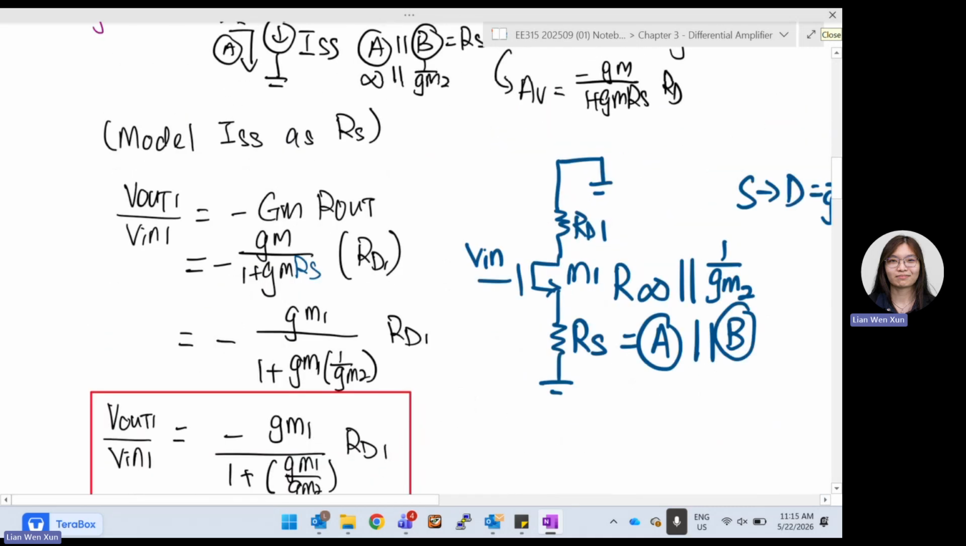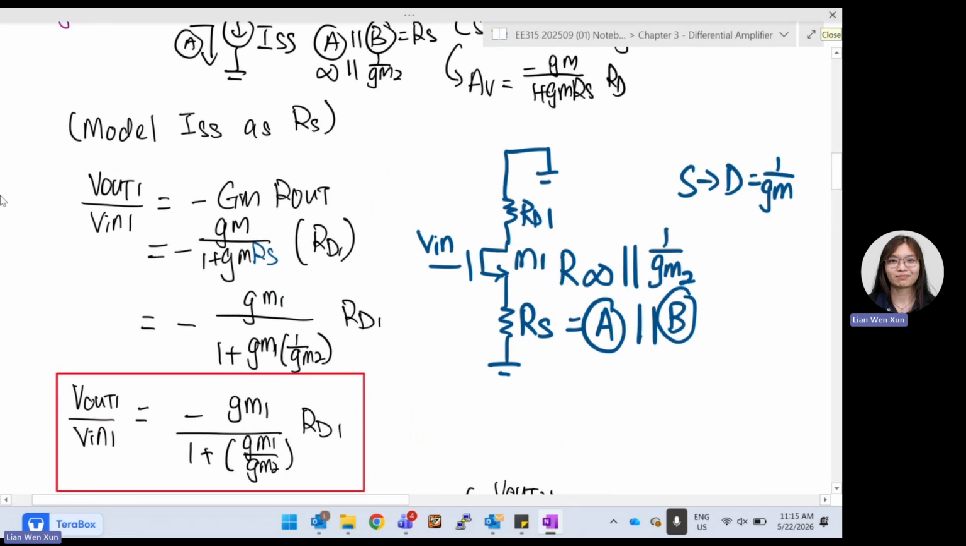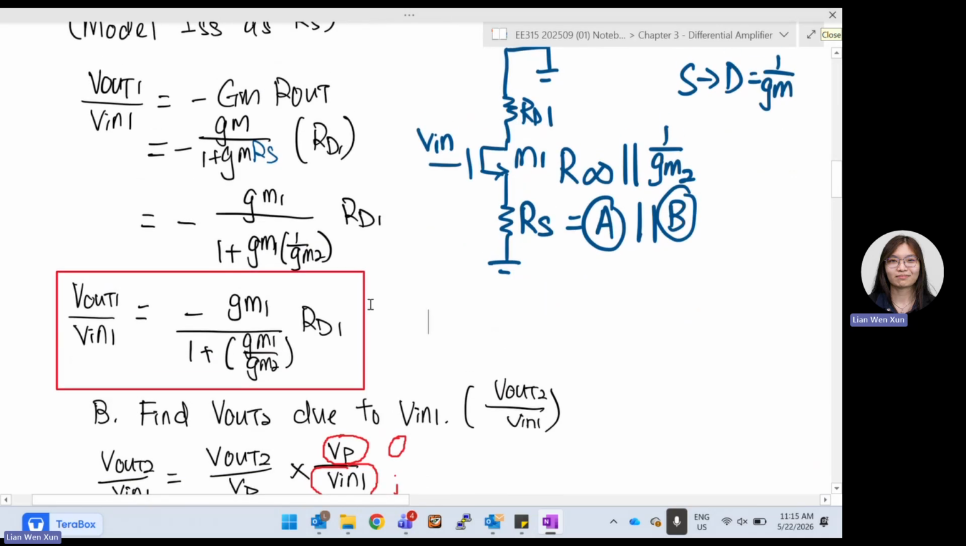Okay, so we can say that Vout1 over Vin finally is supposed to equal negative gm1 over 1 plus gm1 RS times RD1. And what is your RS? Since we can ignore the infinity, now our RS is 1 over gm2. So this is your final answer for Vout1 divided by Vin1.